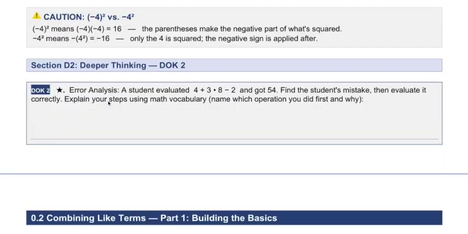Okay, deeper knowledge, TOK2. Error analysis. The student evaluated 4 plus 3 times 8 minus 2 and got 54. Find the student's mistake, then evaluate it correctly. Explain your steps using math vocabulary.